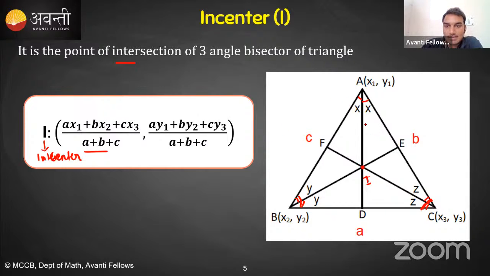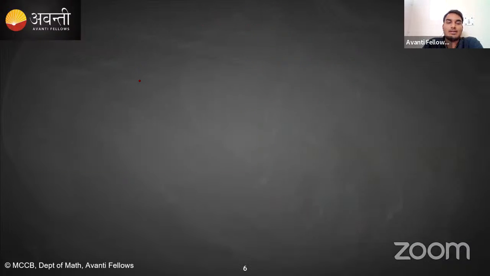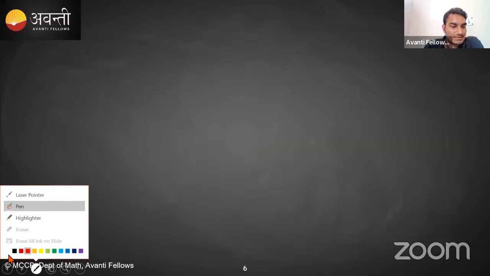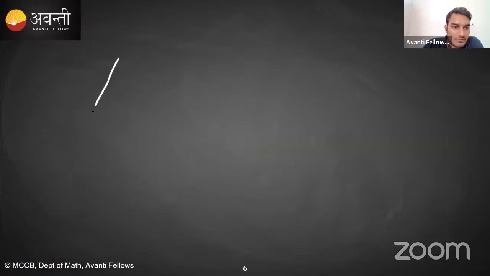The length of the side opposite to point A is a. Okay. So a into x1. Similarly, the length of side CA, opposite to vertex B, is b, right? Then plus x2 into b, and similarly c into x3 upon a plus b plus c. Similarly for the y coordinate also. Okay, is this clear, everyone? Is this clear?